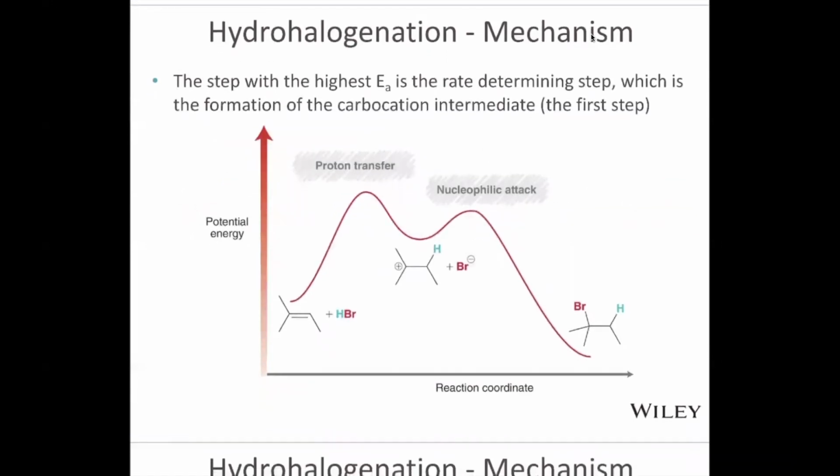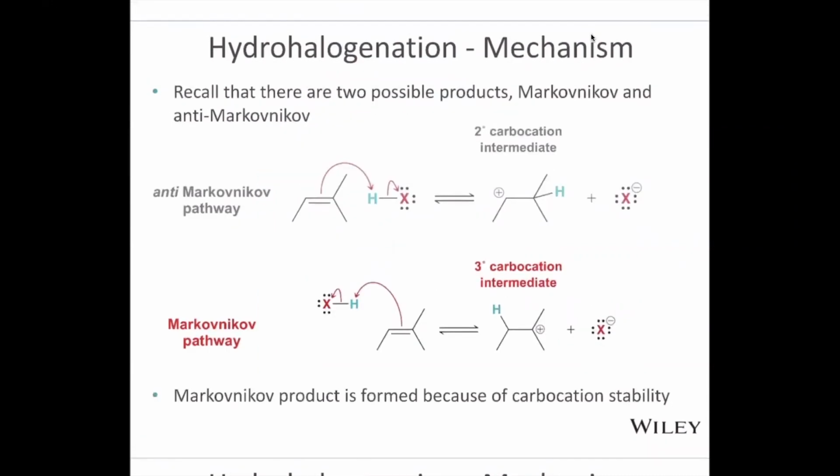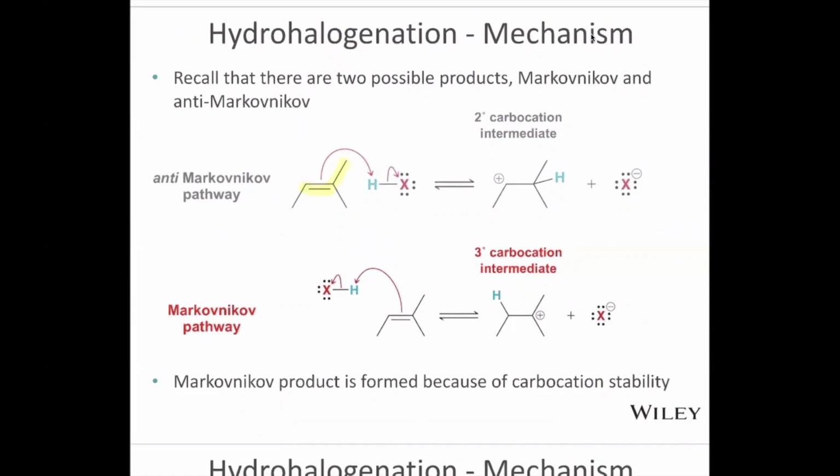If we look at the energy diagram for this mechanism, here is our alkene, here is our carbocation intermediate, and here is our final product. Overall, the reaction is endergonic. Here's the proton transfer step, which is the rate limiting step, and then nucleophilic attack is the second fast step. So there is some stereoselective nature of this mechanism, and here's what I'm talking about. So when we start with this alkene, we can have two different things happen. We can either have the H add to this carbon, or we can have the H add to this carbon.